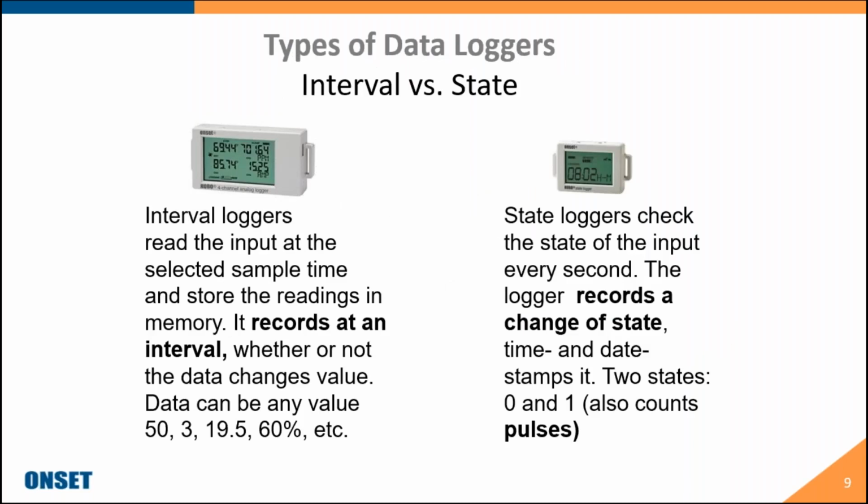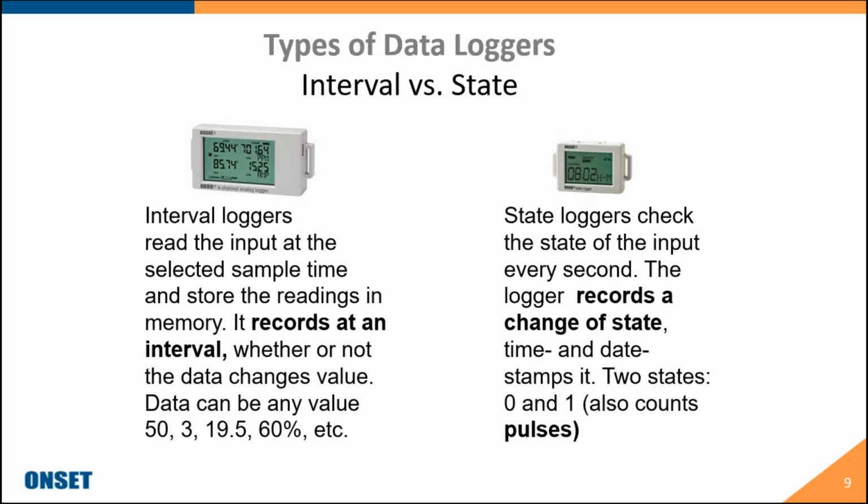So what are the different types of data loggers that we have? There's actually two types. We have interval and state data loggers. An interval data logger reads the input at a selected sample time and stores that reading in its memory. It records at an interval whether or not that data value changes. For example, for temperature, you could have it set for every second or every minute, and it's going to always take that time and date stamp measurement and record that information for you, regardless if that value has changed.